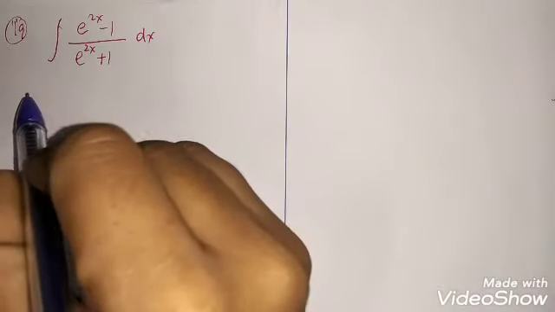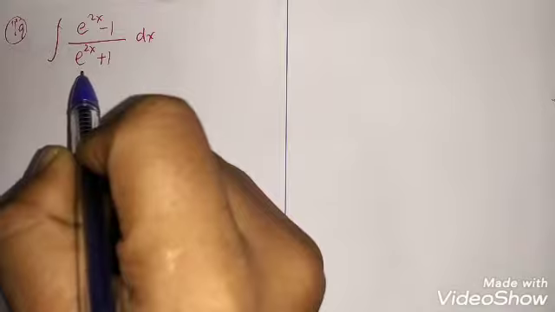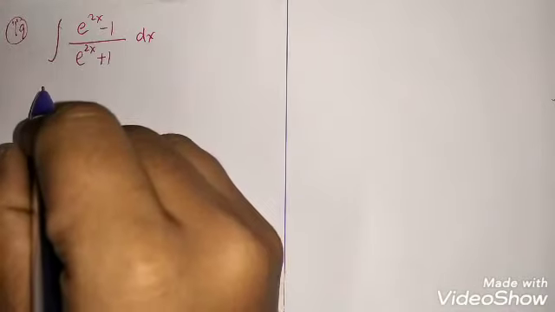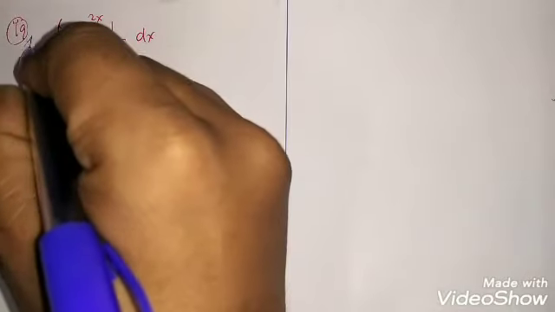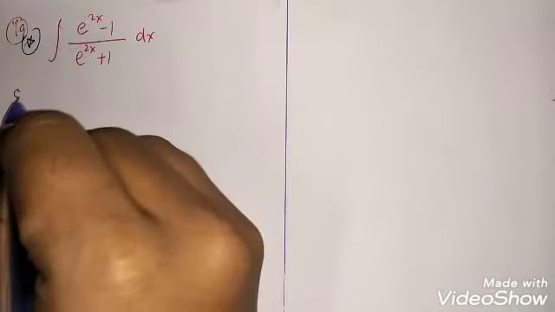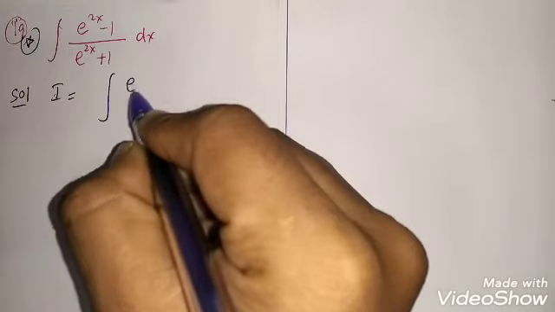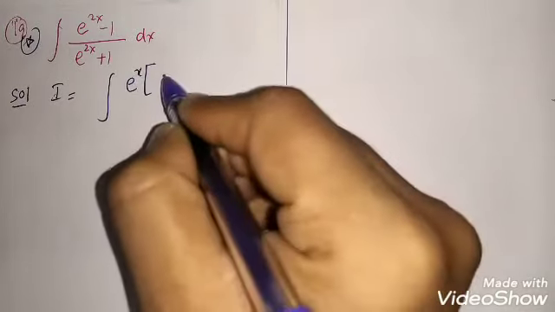If I put e to the power 2x as t, then I will not be able to get the numerator. See, there is a unique way to solve this particular question. Solution: integrand is equal to, take e to the power x common from the numerator.